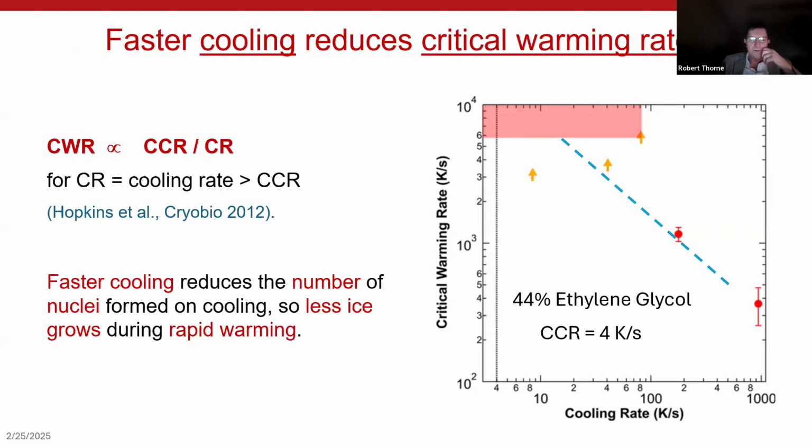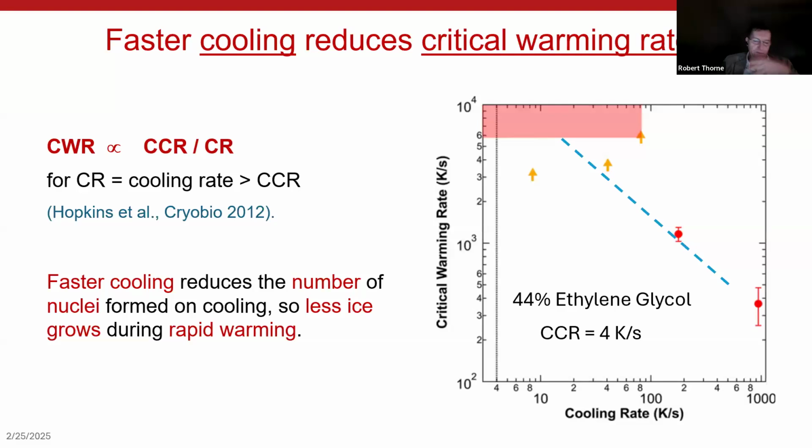Now, that's not the whole story on critical warming rates. The other really important point is that the warming rate you need to keep the ice in your sample small depends on how fast you cooled the sample initially. And this is an experimental fact that we've verified since this paper that was published over a decade ago. And it's probably connected to the fact that the faster you cool, the fewer nuclei you have. And therefore, when you warm, there are fewer nuclei, fewer crystals that are growing.